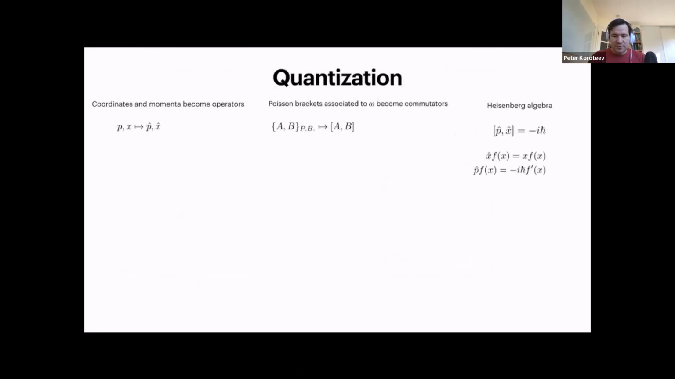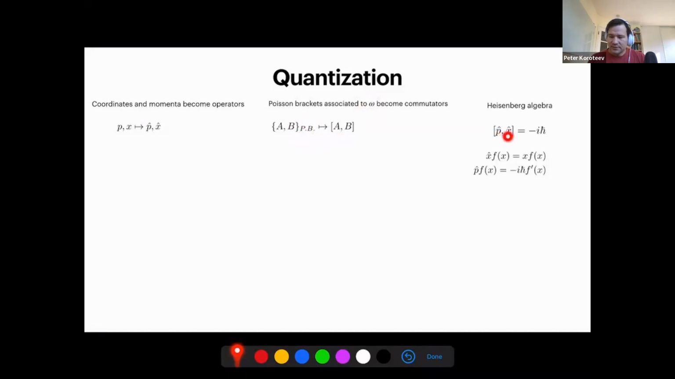Let's say a couple more words about the story. So we have coordinates and momentum, and upon quantization, they become quantum operators that act on a certain Hilbert space. We have a symplectic form omega, with which there's an associated Poisson bracket, and that Poisson bracket is upgraded to the commutator. So in this example, operators P and X form the so-called Heisenberg algebra. P and X commute to, with the standard convention, negative i times h bar. If you write it in terms of functions of coordinates, the X operator acts with multiplication and the P operator acts with the derivative.